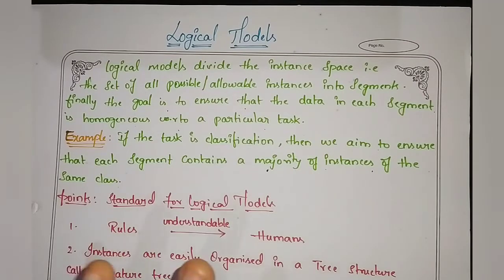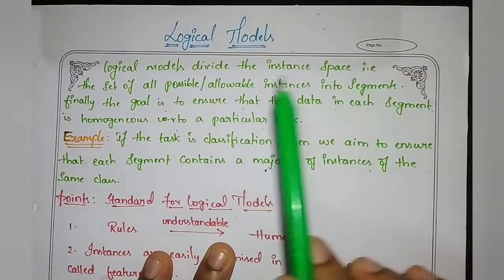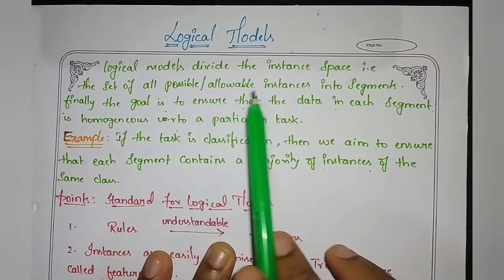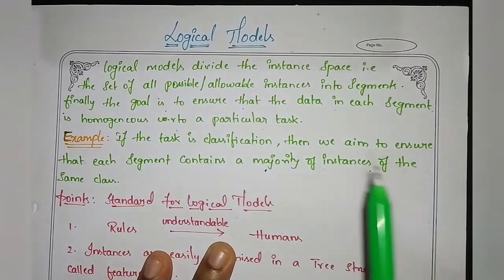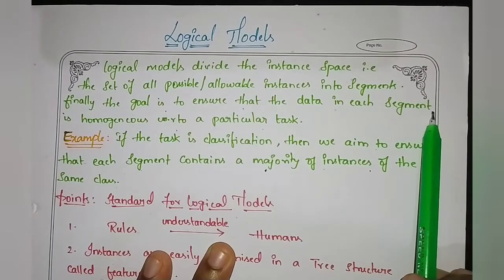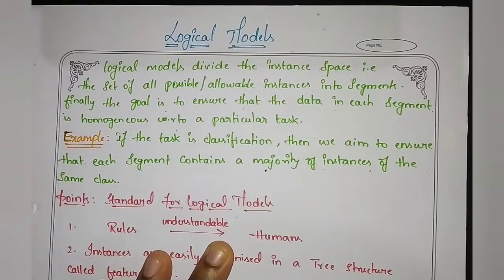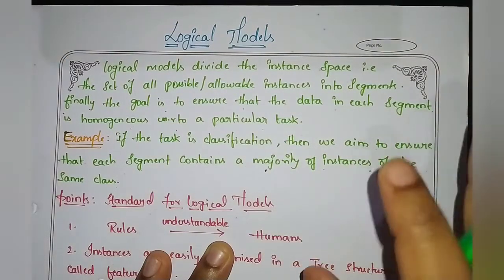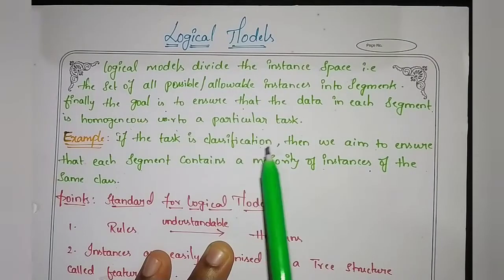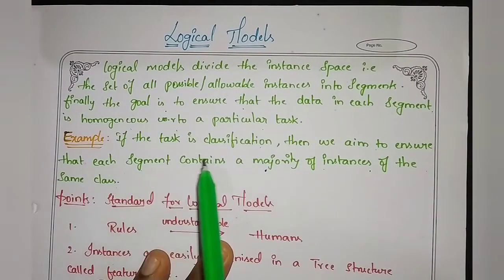Now, the definition of logical models: they divide the instance space, that is the set of all possible or allowable instances, into segments. The goal is to ensure that the data in each segment is homogeneous with respect to a particular task. Now, consider an example. If the given task is classification, then we aim to ensure that each segment contains a majority of instances of the same class.